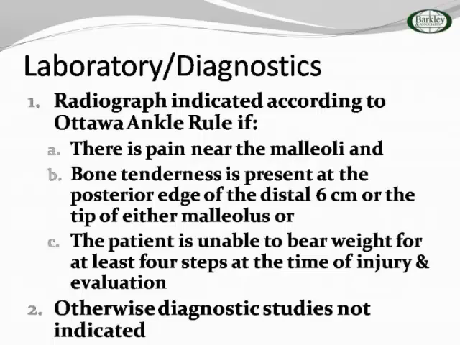So the way you think about doing x-rays, the Ottawa Ankle Rule is if there's pain near the malleolus or bone tenderness about 6 centimeters from either side of the malleolus, so in other words, it's linearly along the foot itself, or the patient reports to you they just can't bear any weight, it's extremely painful, they reported not being able to even walk 4 steps at the time of injury. They come in on crutches. That's the time to do an x-ray with the opportunity to repeat it.